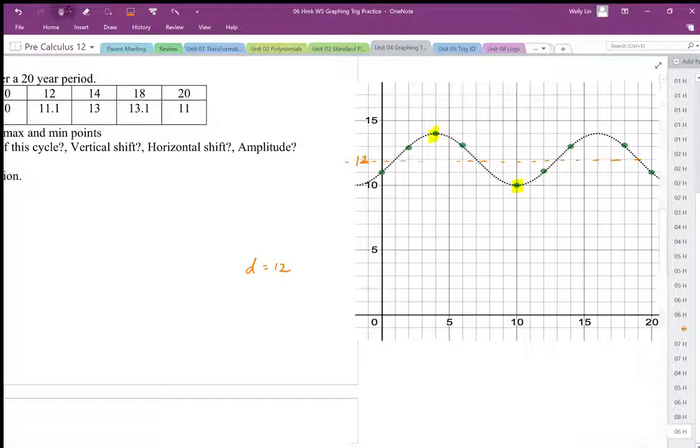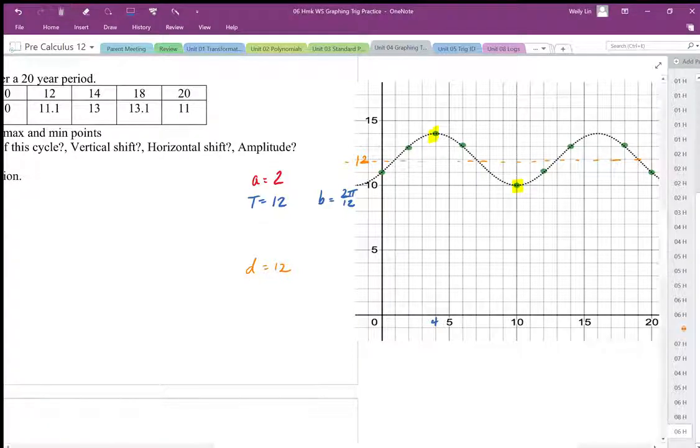I can see that my amplitude is going to be the difference between 14 and 10, and half of that distance is going to be an amplitude of 2. My period, I can see that between 4 and 10 represents half a period, so that's a distance of 6 units. So my period must be double that, or 12 units, making my B value 2 pi over 12. I'm just going to leave that B value as 2 pi over 12.